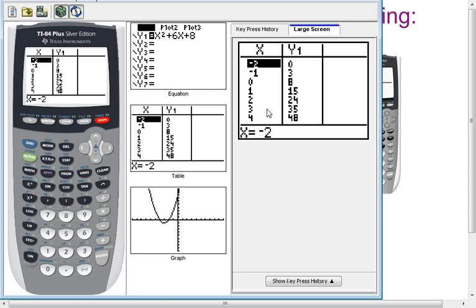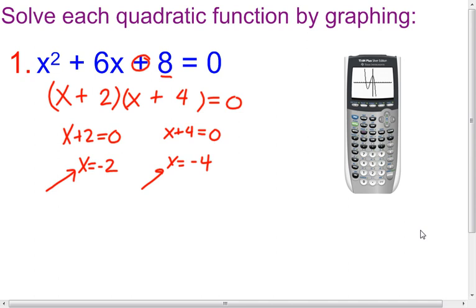And so if you use your table, you can use your arrows, and I'm going to look for where my y values are 0. I know from my graph that this one has 2 of them, because I can see it crosses the x-axis in 2 spots. One here at negative 2, and one here at negative 4. And we already knew that because we factored this one. So I know that it is negative 2 and negative 4.